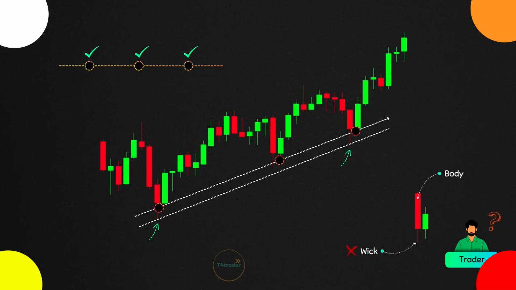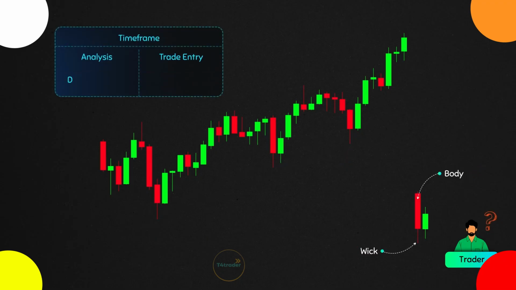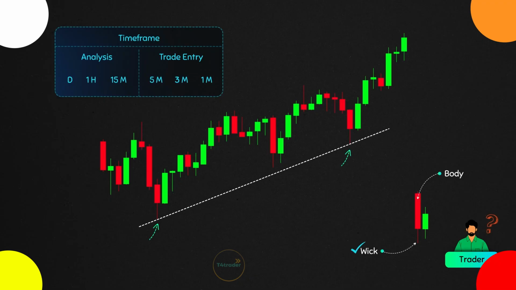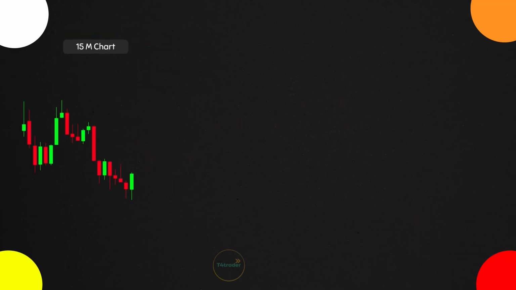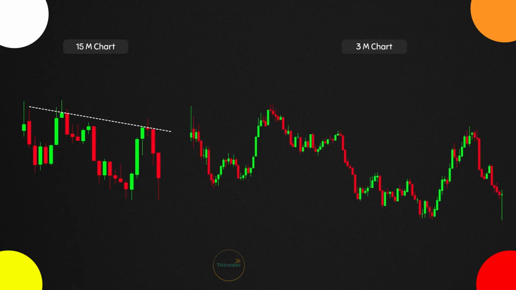The answer is no. Higher time frame versus lower time frame. If you analyze the chart on a higher time frame and take entries on a lower time frame, then you must consider candle wicks. This is because higher time frames often have larger candle wicks compared to lower time frames. For example, on a 15-minute chart, if you draw the trend line using only the candle bodies, ignoring the wicks, it might look fine. But when you switch to a 3-minute chart, the price may appear to break the trend line twice, giving a false breakout signal.